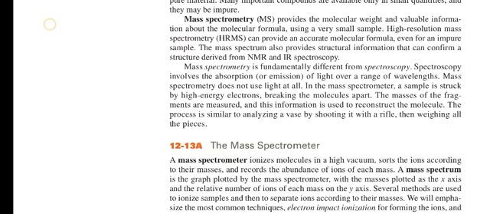Mass spectrometry is fundamentally different from spectroscopy. Spectroscopy involves the absorption or emission of light over a range of wavelengths. Mass spectrometry does not use light at all. In the spectrometer, a sample is struck by high energy electrons, breaking the molecule apart. The masses of the fragments are measured, and this information is used to reconstruct the molecule. The process is similar to analyzing a vase by shooting it with a rifle and weighing all the pieces.